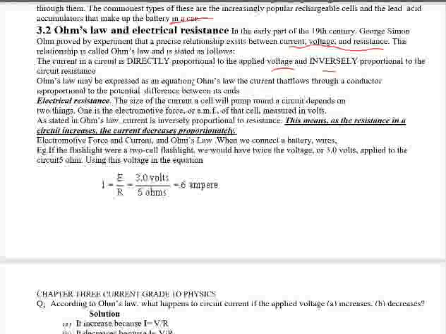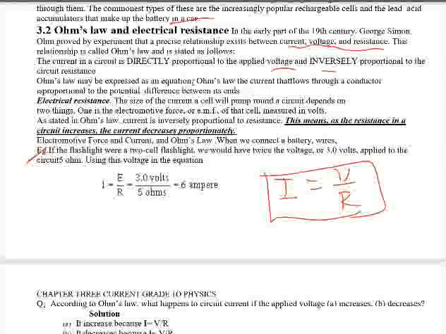And he wrote this relation as current I is equal to voltage over resistance. This one is Ohm's law. Let us see one example by using this Ohm's law. If the flashlight were a two-cell flashlight, we would have twice the voltage, or 3 volt, applied to the circuit. Using the voltage in the equation, that is 3 volt per 5 ohm. Finally, you can get what?